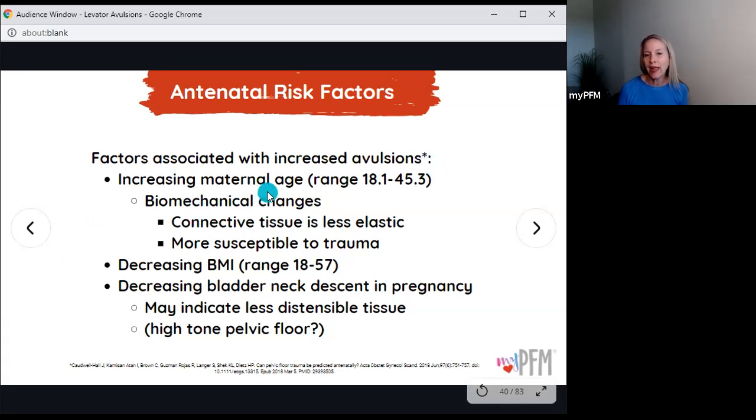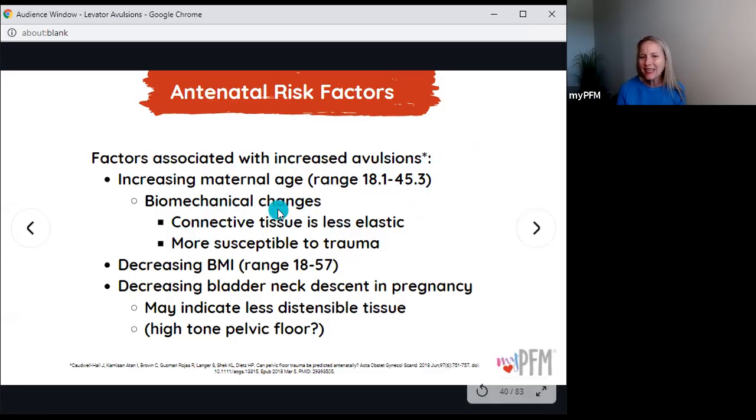So increasing maternal age. There is not an age that I can say, okay, if you're above this age, then you're at risk. In this article, the range of people that they studied was 18 to 45. So as the age got closer to 45, that was an increasing risk factor, okay?